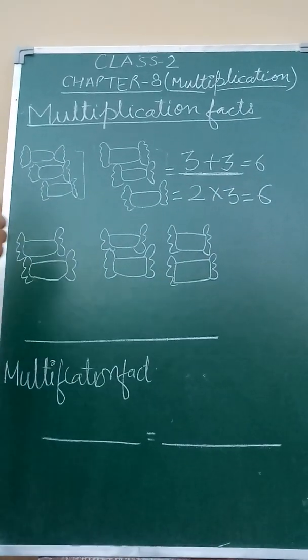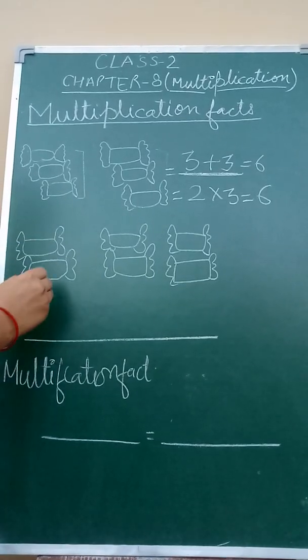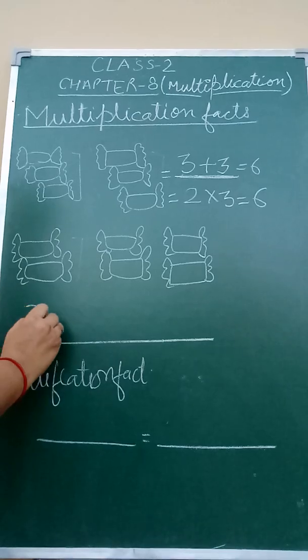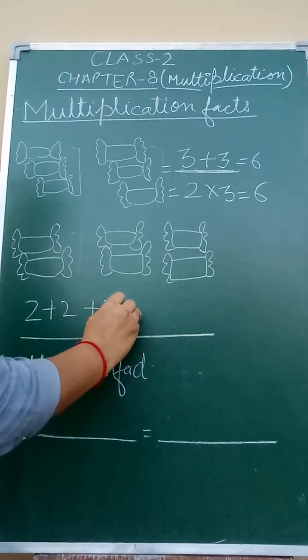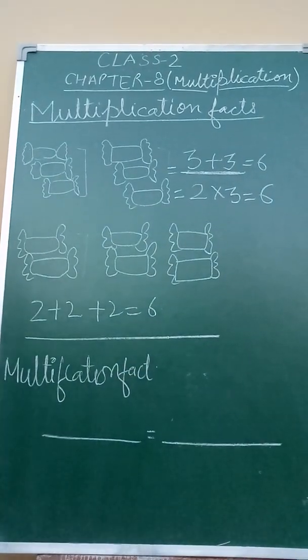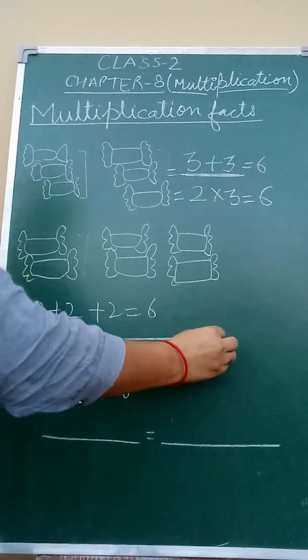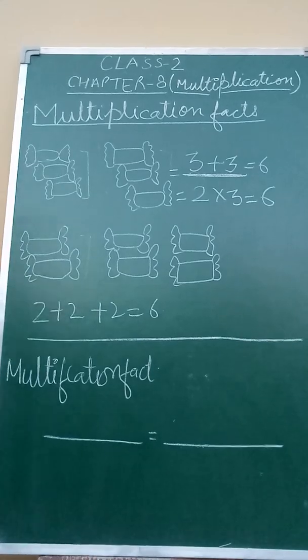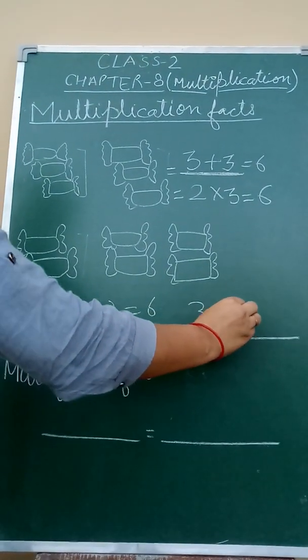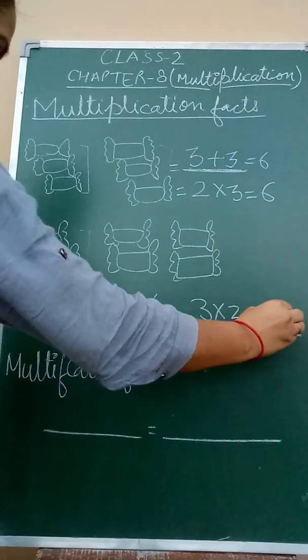Right. Another group is also there, but in this group we have only two candies in each group of 3. So 2 plus 2 plus 2 equals 6. And what is the multiplication form of that? How can you write it in the multiplication form? In the multiplication form, you can write 3 multiplied by 2 equals 6.